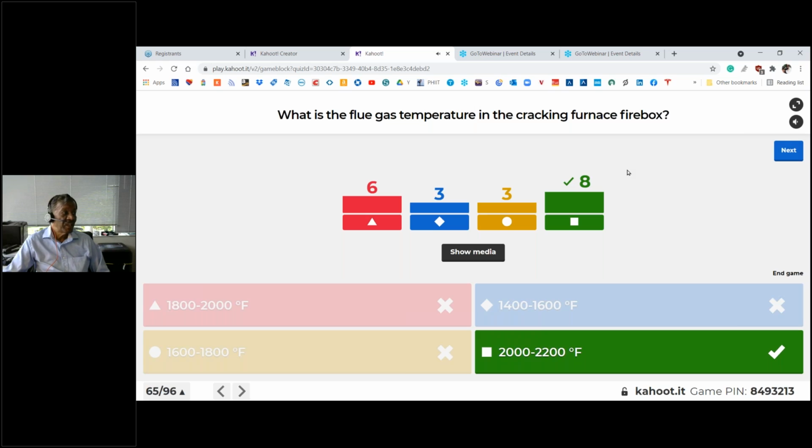So typically, if you have a high severity furnace or low residence time furnace, you will be in the range of 2,000 to 2,200 degrees. If you have a lower one, it could be in the range of 1,800 to 2,000 degrees. Typically the flue gas temperature is very, very hot. First thing is it has to be higher than the tube metal temperature in the radiant section, or the feed outlet temperature, which could be around 1,600 degrees F.